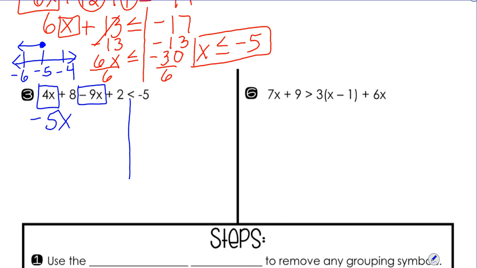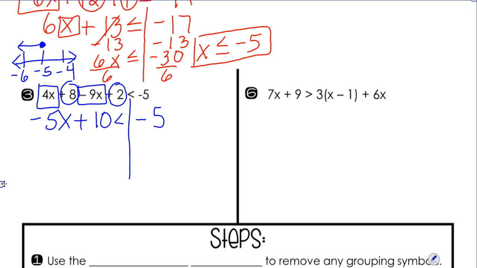And then I'm going to combine my +8 and my +2. So that's going to be plus what? 10. And then all of that is less than -5. So you could probably see now, do you guys see what's going to happen with this inequality as we solve it? What's going to happen to our sign? It's going to flip. How do we know it's going to flip? Because we're going to end up dividing by a negative because the coefficient in front of x is a -5.